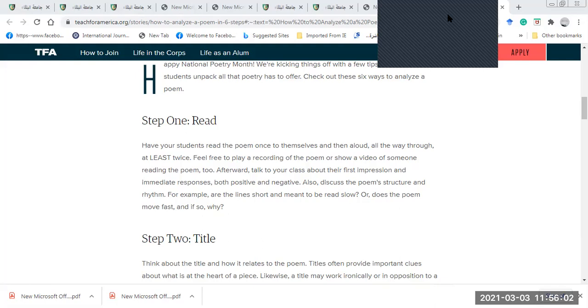Also, you have to know the poem structure. The structure, the way in which the poem is patterned. In other words, how many stanzas we have. And after that, you can discuss the rhythm.